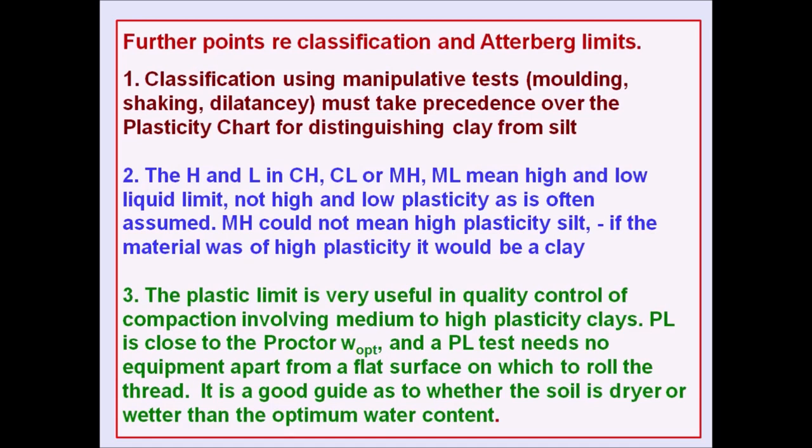Classification using manipulative tests, moulding, shaking, dilatancy, must take precedence over the plasticity chart for distinguishing clay from silt. The H and the L in CH, CL, etc. mean high and low liquid limit. They don't mean high or low plasticity, as is often assumed. MH could not mean a high plasticity silt. If the material was of high plasticity, it would be a clay.